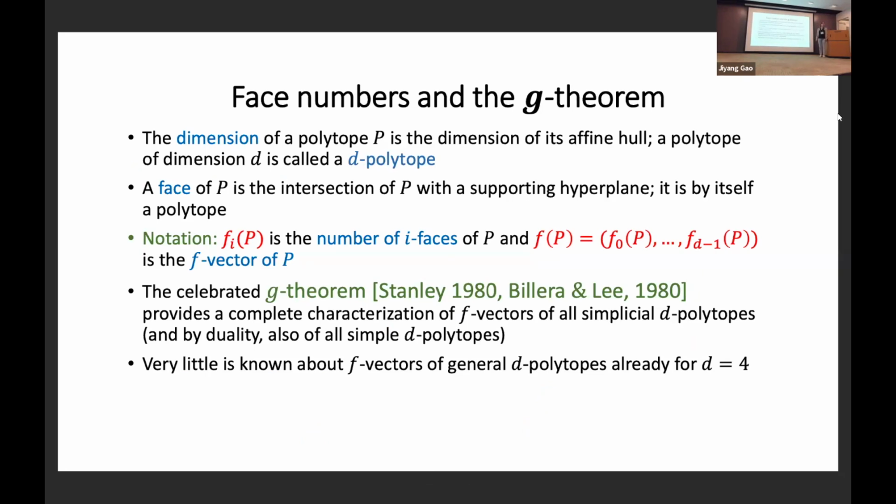So what can you count in this case? There are many things to count when you have a polytope. But for this talk, we will be interested in the face numbers.